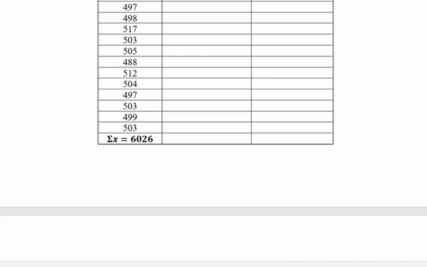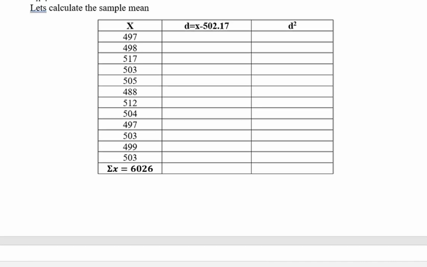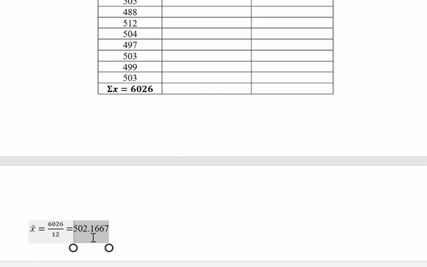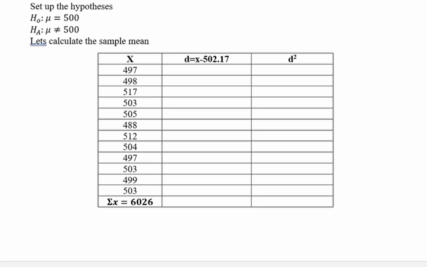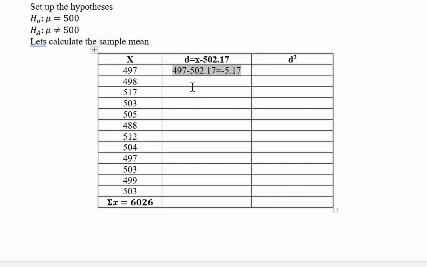Now that sample mean is used to calculate this column for deviation, and this column simply means you take the values in the X column minus the mean we have calculated. That will give you the deviation of every value from the mean. So the first one will be 497 minus 502.17. This 502.17 is the mean we have just calculated, rounded to 2 decimal places. So the first one gives you negative 5.17.